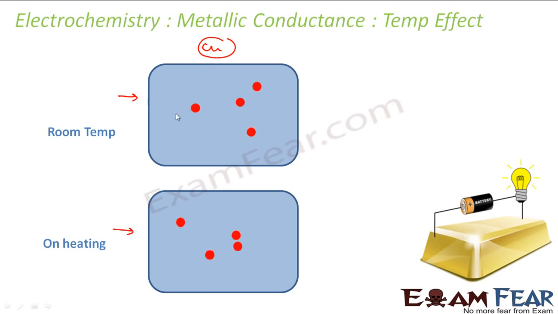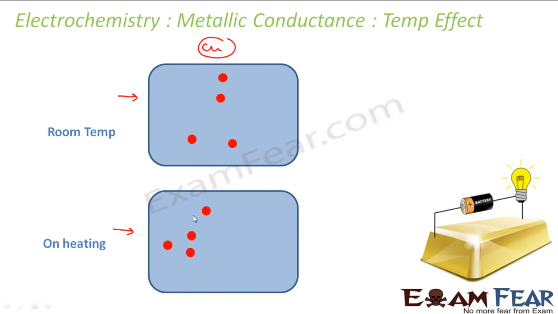Obviously the first scenario, because the atoms are moving at a very slow pace, right? So for an electron to move from left to right, it is pretty easy. But in this case, on heating, the motion becomes haphazard, right? The entropy increases and they keep moving here and there. So for an electron to move from left to right, or right to left, is difficult.